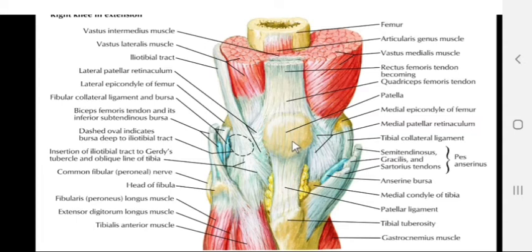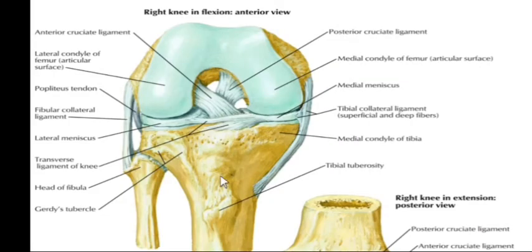tibial collateral or medial ligament. Here you can see the tibial collateral or medial ligament. The fourth one is fibular collateral ligament. Fifth one is transverse ligament of the knee. This ligament connects the two menisci.